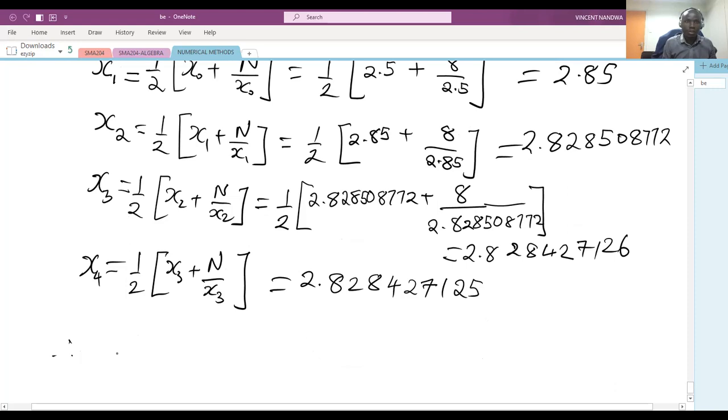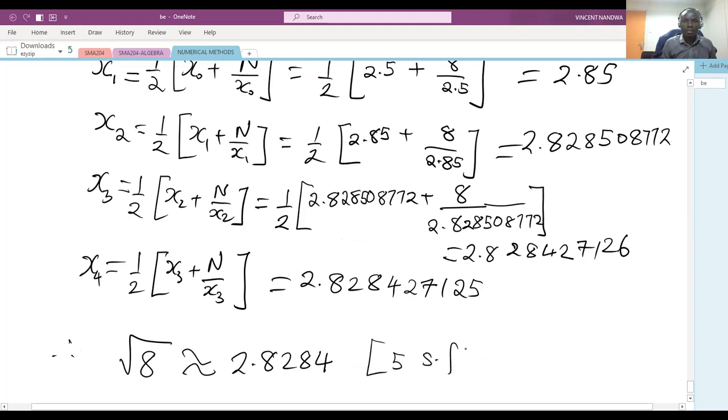Therefore, the square root of 8 is approximately equal to 2.8284 to the nearest 5 significant figures. So that's how we solve it. Thank you.